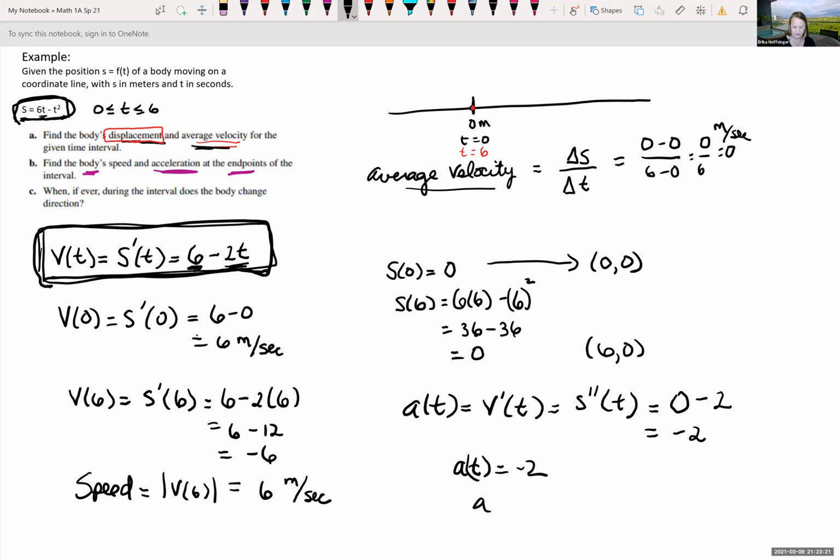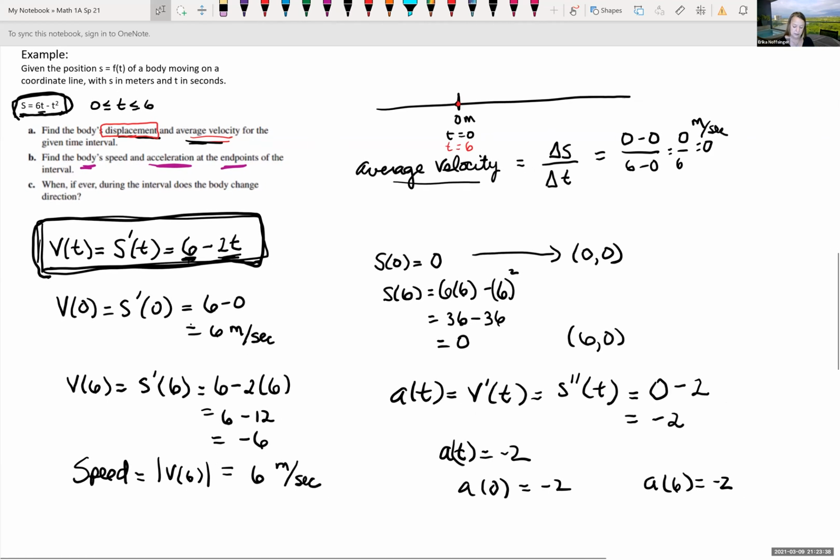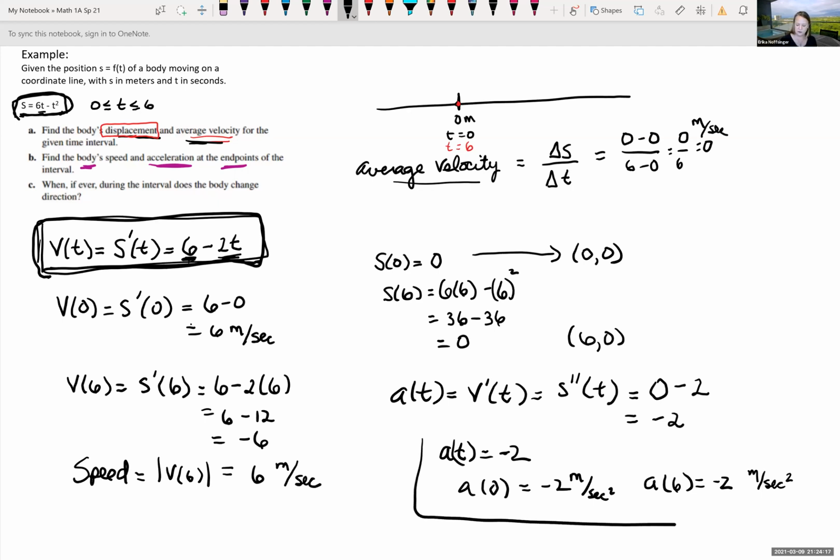So it doesn't matter if I plug in 0 here, or if I plug in 6, I'm still getting back negative 2. And I believe this is meters per second squared. Okay, so we found what the acceleration was at time 0 seconds when we started off, and at 6 seconds of that particle. And that was negative 2 meters per second squared.